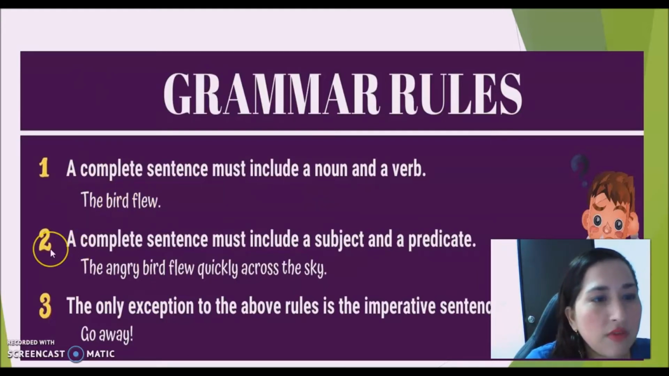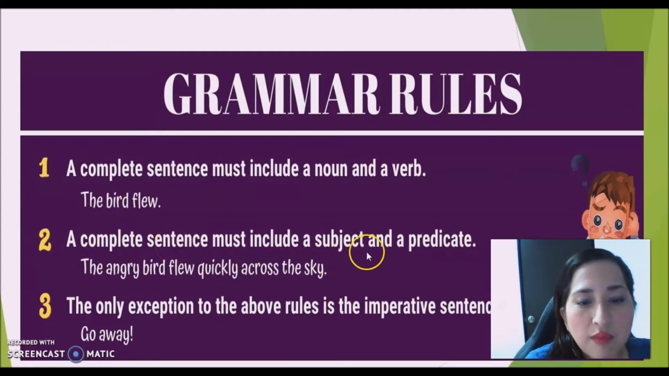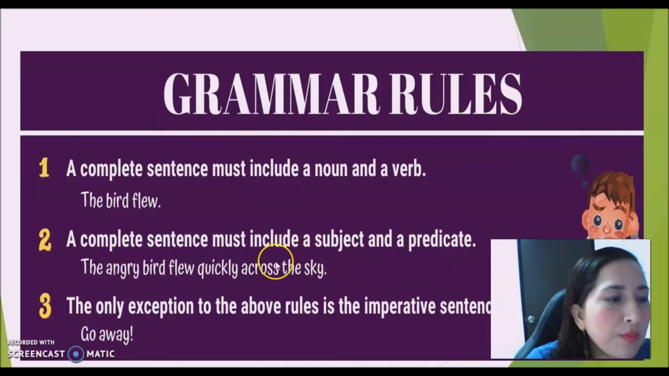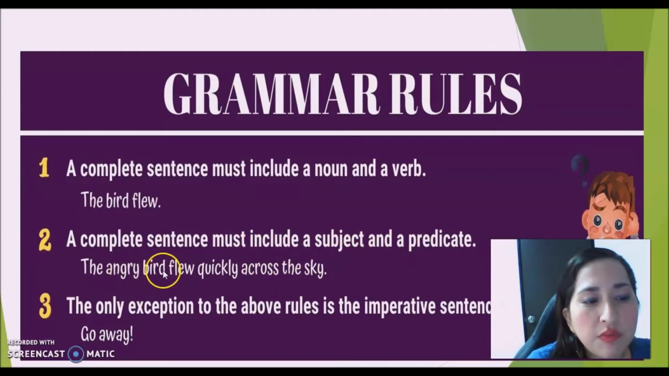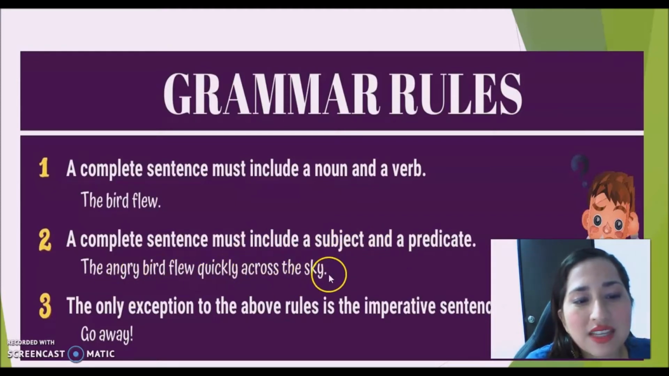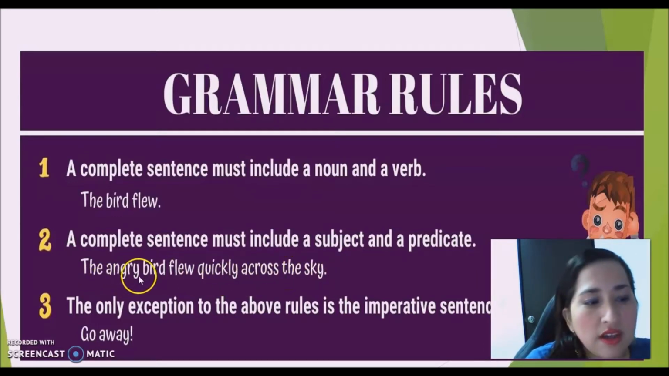Okay? Number two, a complete sentence must include a subject and a predicate. Predicate is like the complement. A complete sentence must include a subject and a predicate. The angry bird flew quickly across the sky. So we have a complement. Not only the angry bird flew, but quickly, the way quickly across the sky.